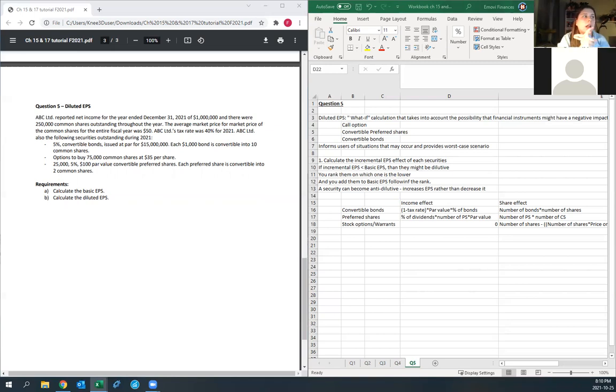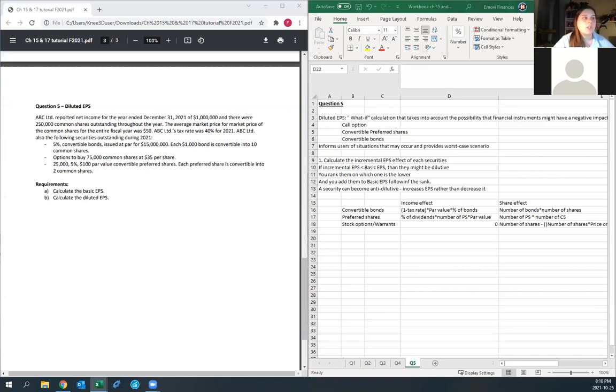There are 3: the call options or warrants, which are treated the same way, the convertible preferred shares, and the convertible bonds. This informs the user of the worst case scenario, like what's the lowest that earnings per share can get to if everyone exercises their right all at once. First, you calculate the incremental EPS effect of each financial instrument. If the incremental EPS is lower than the basic EPS, then that instrument might be dilutive, and you might want to include it in your diluted EPS.